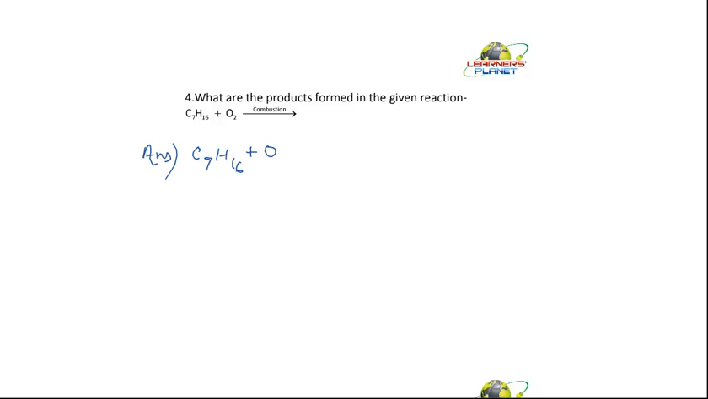C7H16 and it is undergoing a combustion reaction, that is, it is burnt in air. So what should be the products formed? Whenever a hydrocarbon is burnt in air, what do we get? We get carbon dioxide and water.